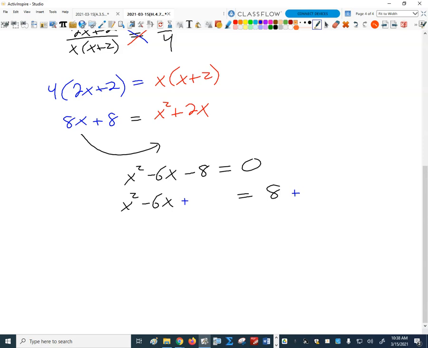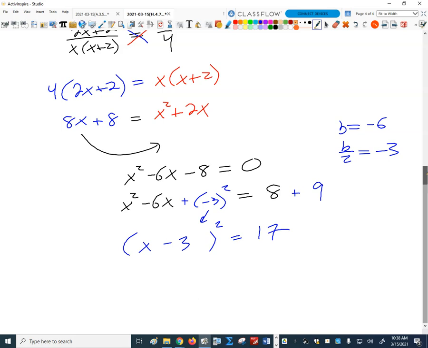Because we can see that b is equal to -6, so half of b is -3. And I'm just going to add half of b squared, which is 9. What's that going to factor into? What numbers multiply to 9 and add to -6? Well, what do you know? -3 and -3. So I get (x minus 3) quantity squared equals 17.